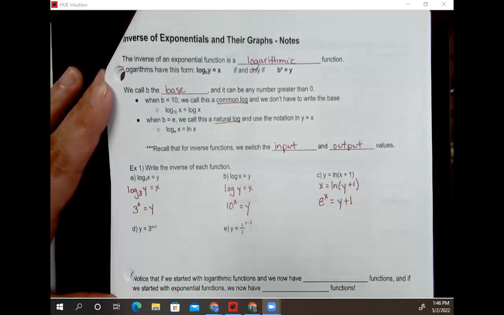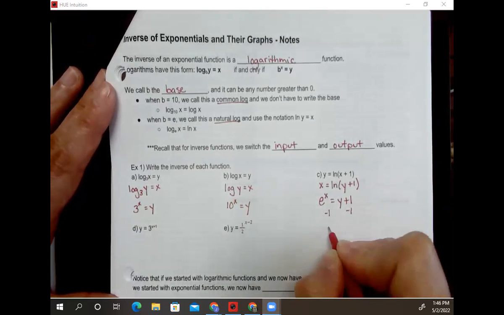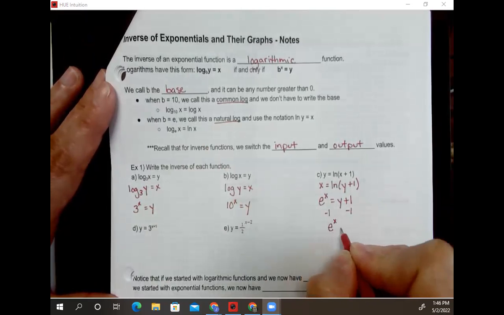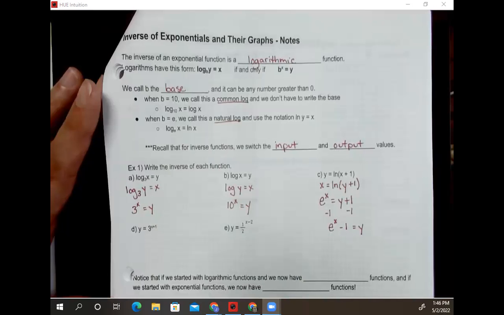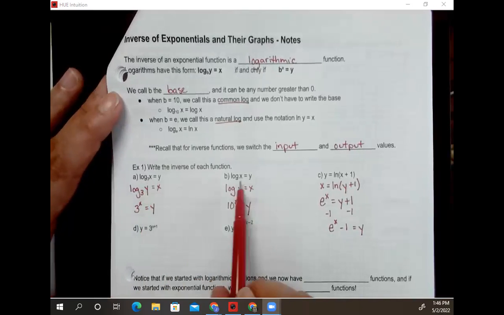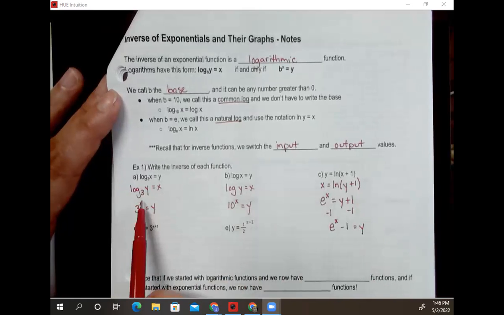Now for this problem, I do have one more step. I want y by itself, so I need to subtract 1 from both sides. I would get e to the x minus 1 equals y. And there's my inverse function. Now, on top here, this top row of examples, we started with logs, and our inverse functions are all exponential functions.